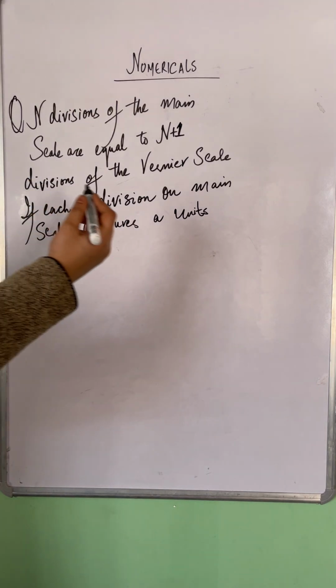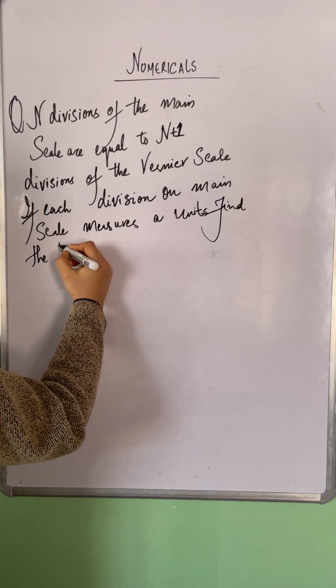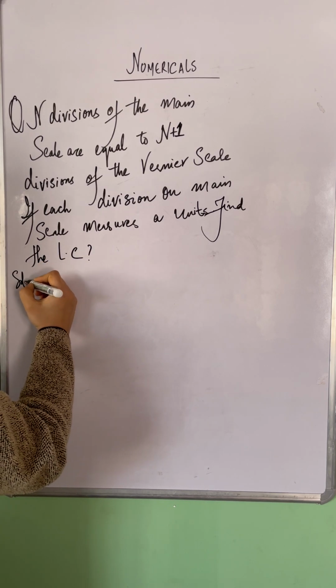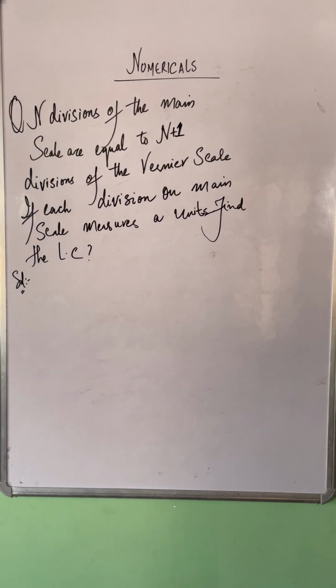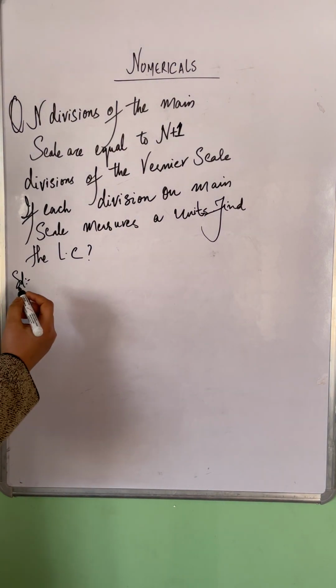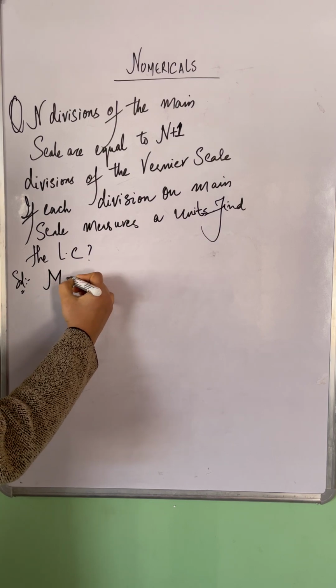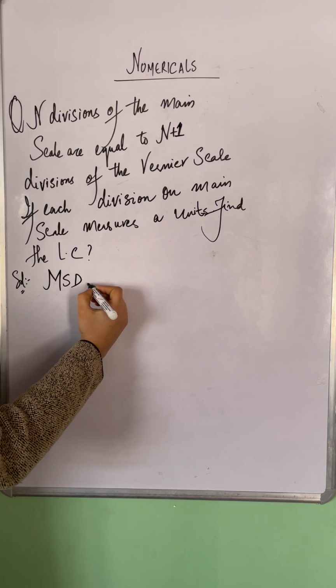Find the least count. So the question is, N divisions of the main scale are equal to N plus 1 divisions of the vernier scale. If each division on main scale measures A units, find the least count. All right, let's try to solve. What is my main scale division? MSD. If each division on main scale measures A units.